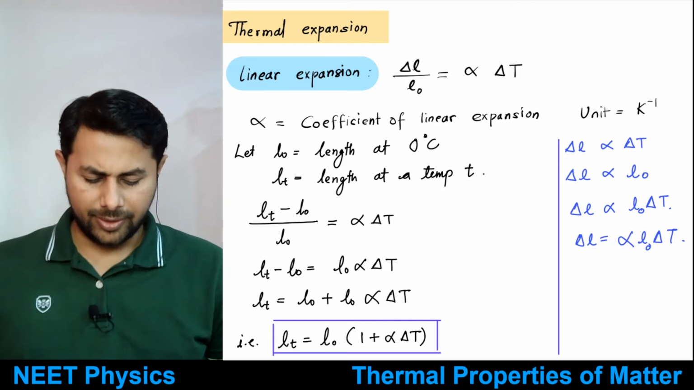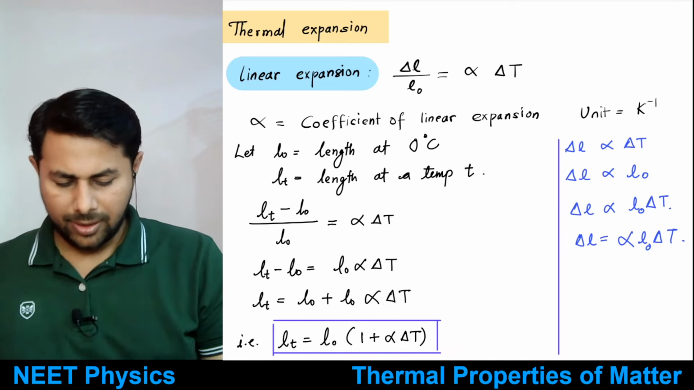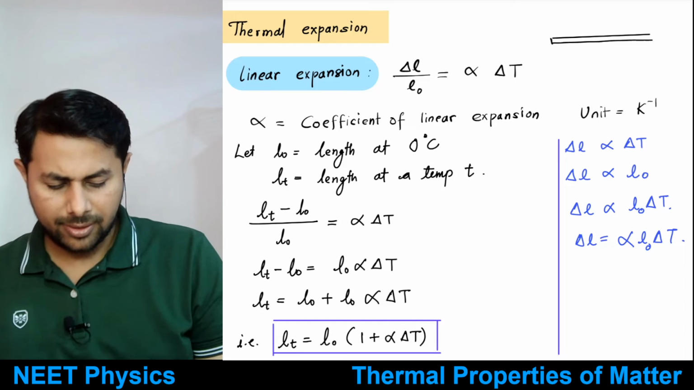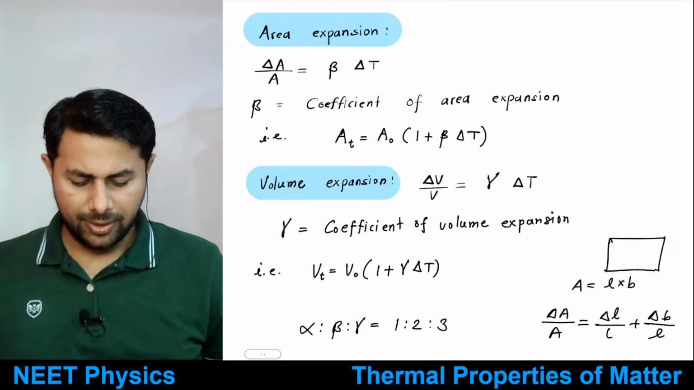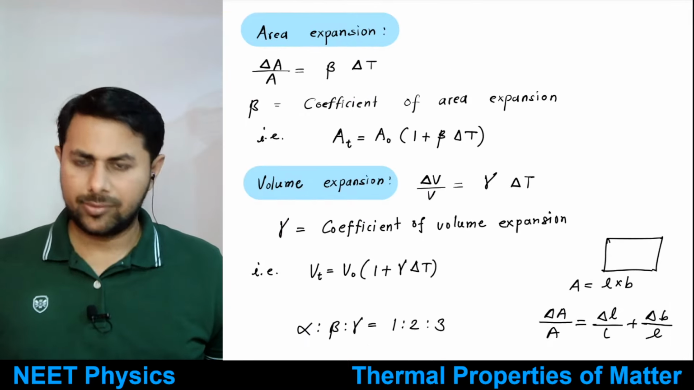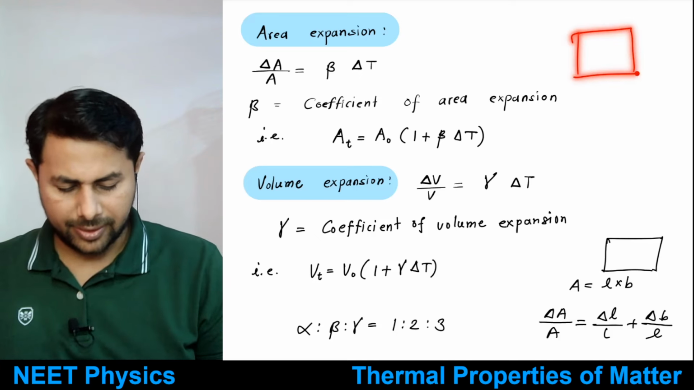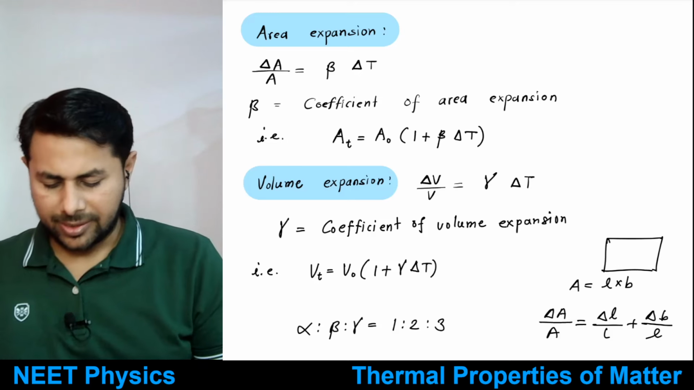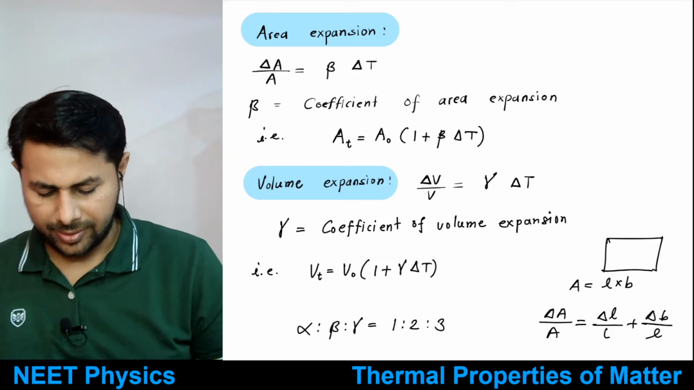Right? Good. So this is linear expansion. If you have a solid rod, then it will follow this relation. Okay. Then suppose you have some area like this. I mean, you have a metal plate like this. Okay, you have a metal plate.